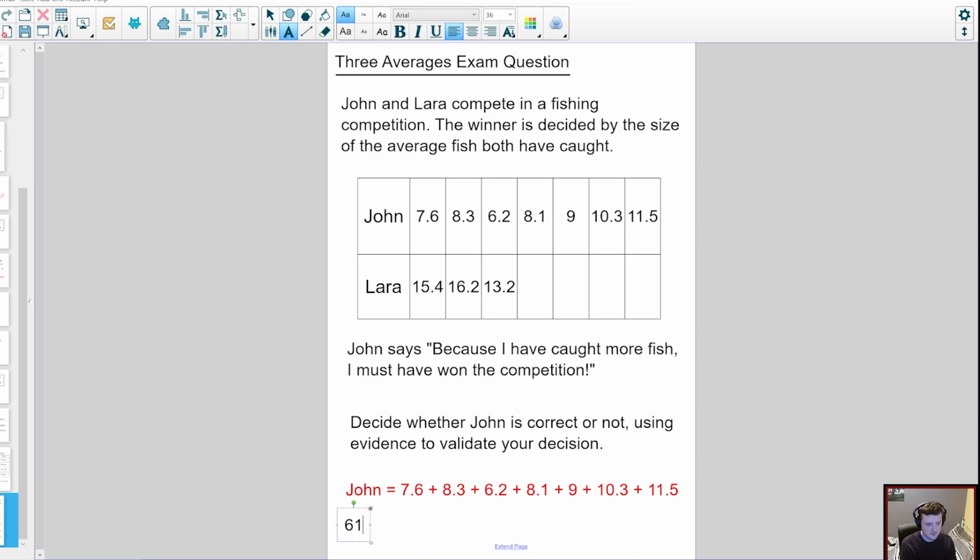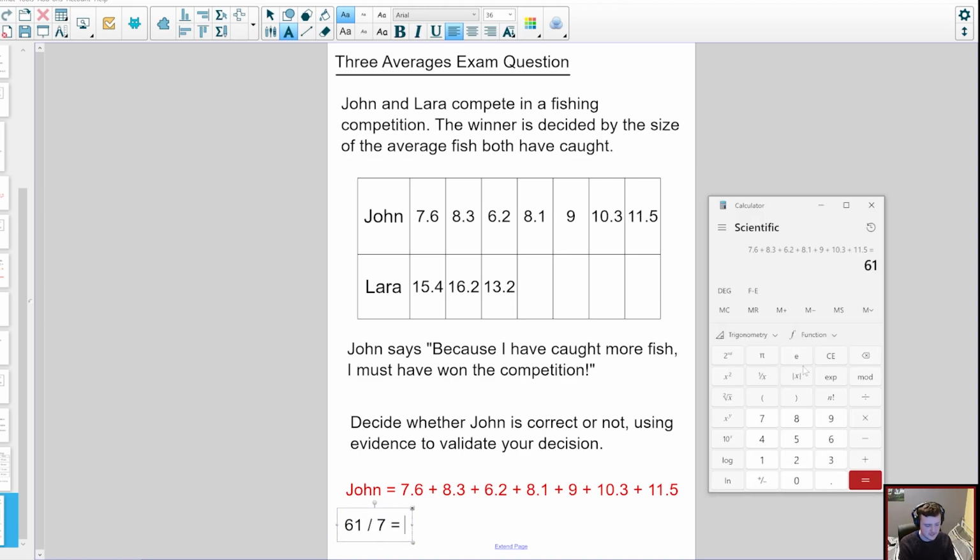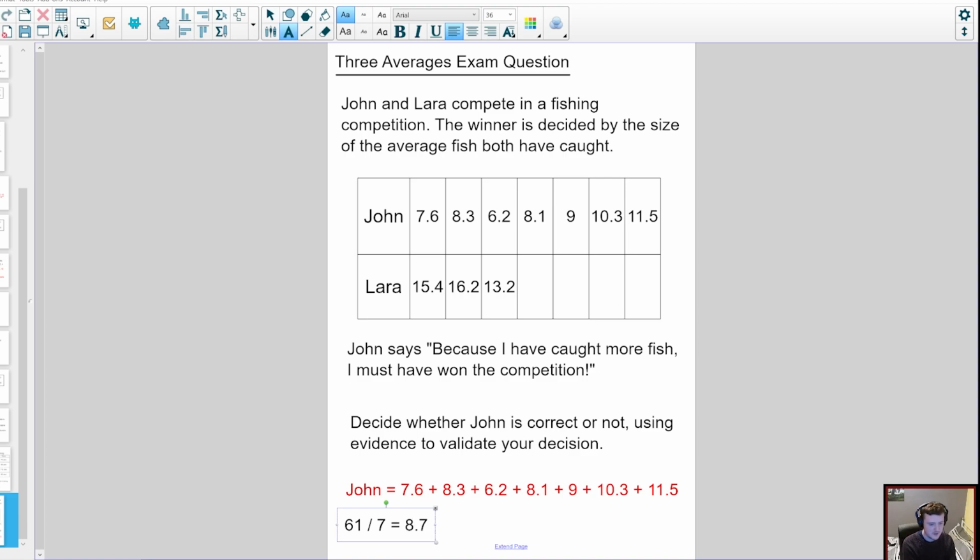So we've got 61 divided by the amount of fish that he's caught, which is 7. And so 61 divided by 7 is 8.71, to 2 decimal places. These are both in kilograms. It doesn't matter what the units of measurement are, but let's say they're in kilograms. So it's going to be 8.71 kilograms.